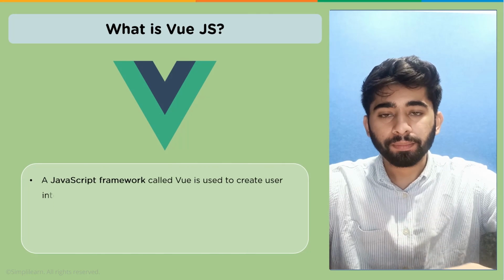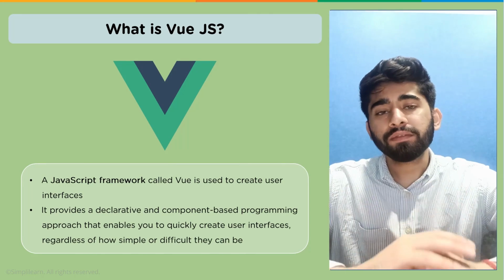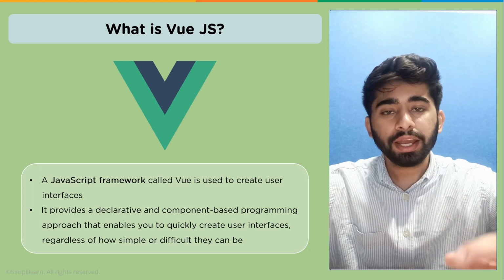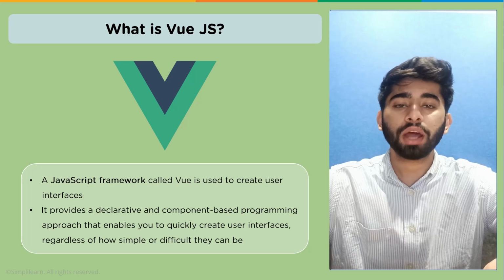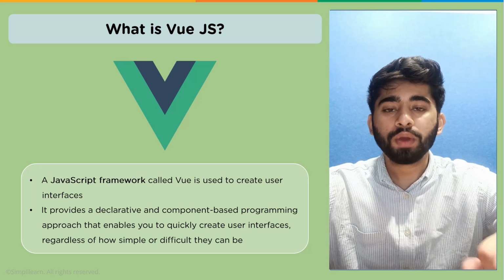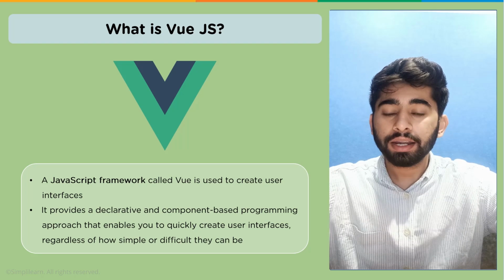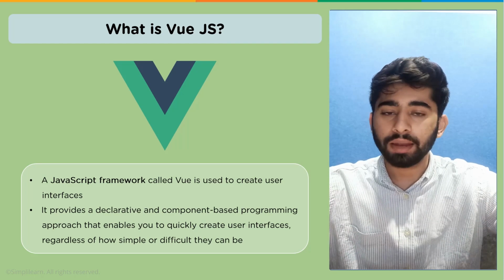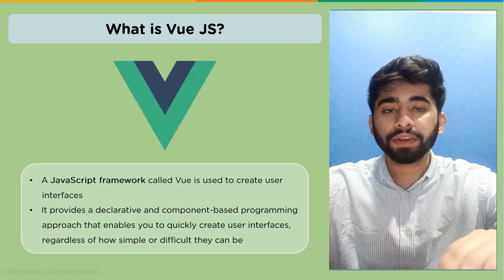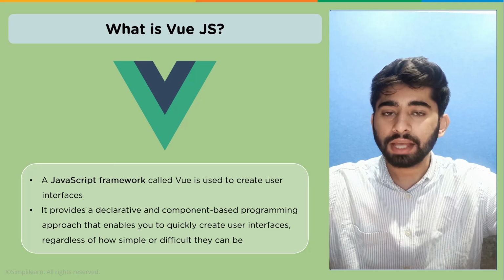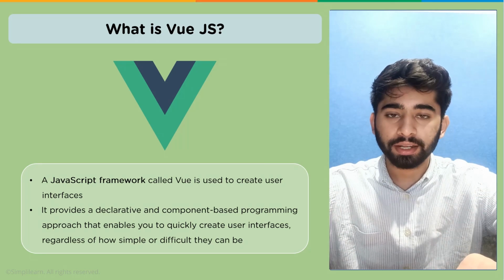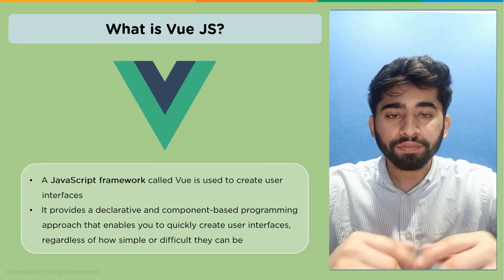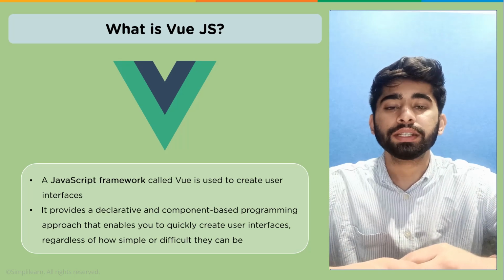Now, let's move on to see what is Vue JS. A JavaScript framework called Vue is used to create user interfaces. It provides a declarative and component-based programming approach that enables you to quickly create your interface, regardless of how simple or difficult they can be. It works on top of industry standard HTML, CSS, and JavaScript. HTML apps can be functions thanks to Vue.js directives. Built-in and user-defined directives are available in Vue.js.